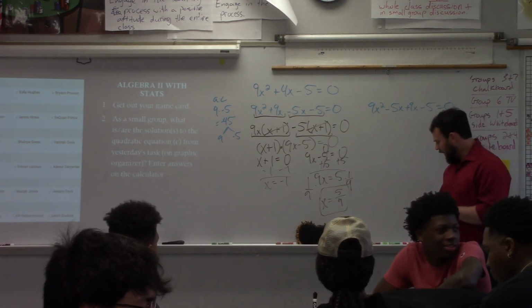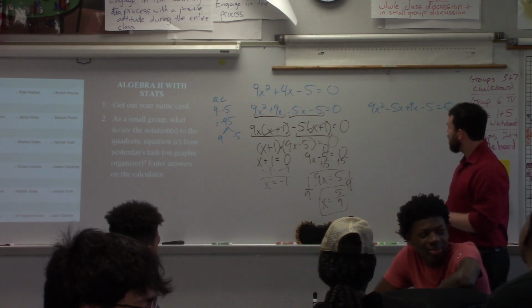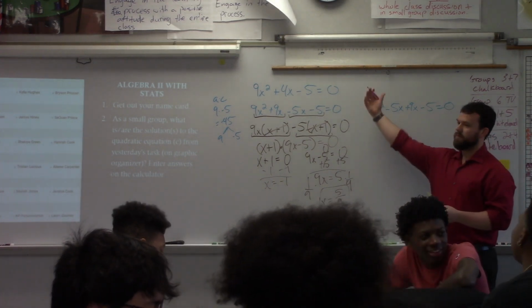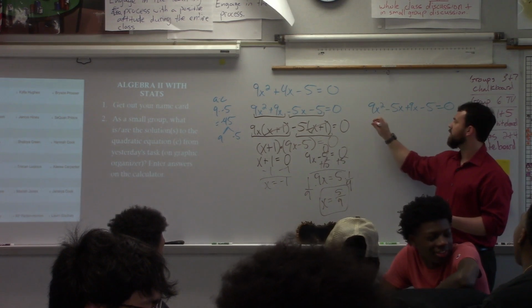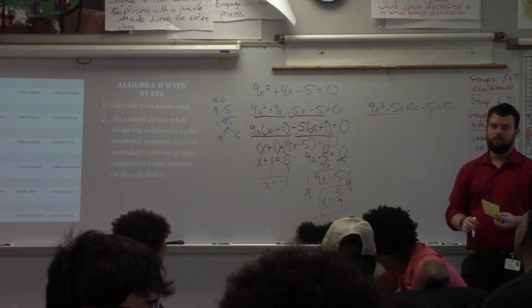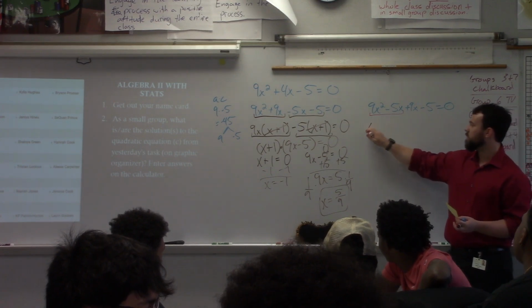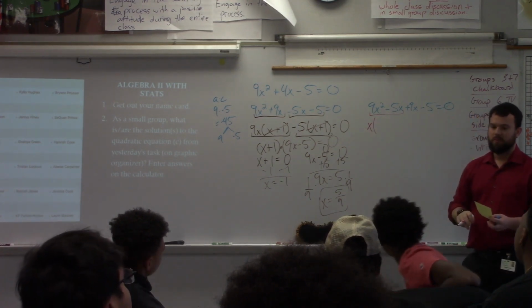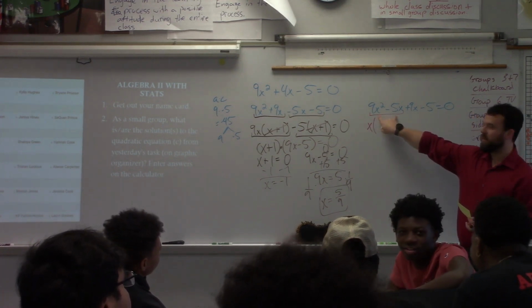Now, I do want to point this out. If this is the route you went, what do 9x squared minus 5x have in common? They both have an x. If I factor that x out, what am I left with?